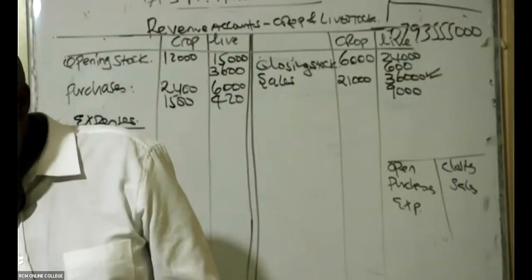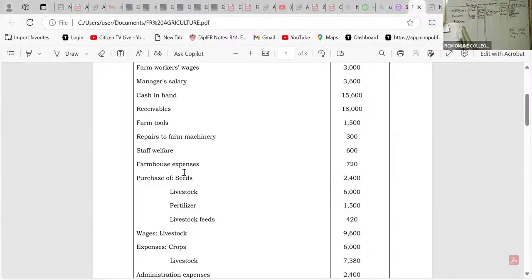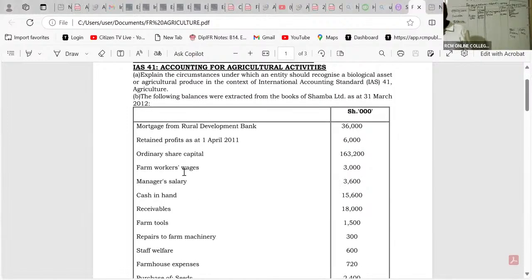So now we start with the job here. Now we are looking for our expenses. The very best way that I normally tell my students to know which expenses are very specific is to simply run through your trial balance first. So for example, these farm workers' wages, you see 3,000, given for what? All the biological assets. So this 3,000, you can't book it here.